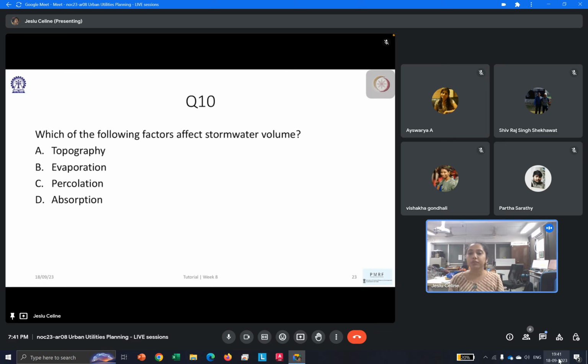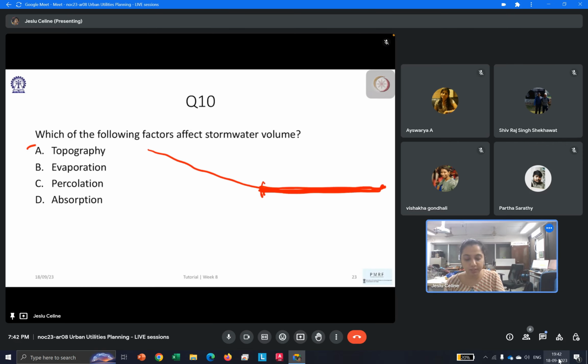Which of the following factors affect stormwater volume? A. Topography. B. Evaporation. C. Percolation. D. Absorption. Okay, so let's go option by option. Does topography affect stormwater volume? Yes, it does, because you have a topographic site, your catchment area.